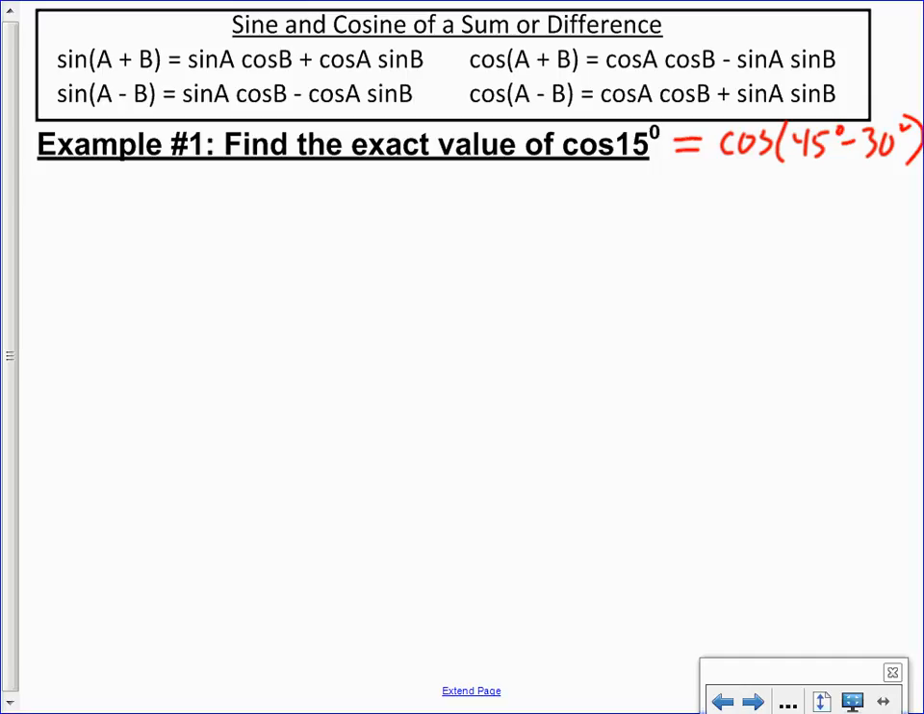You know it's cosine, so go cosine, cosine. Cosine of 45, cosine of 30. Those are being multiplied next to each other. Since it's a minus, it's going to have a plus in between. And then go sine, sine: sine 45, sine 30.